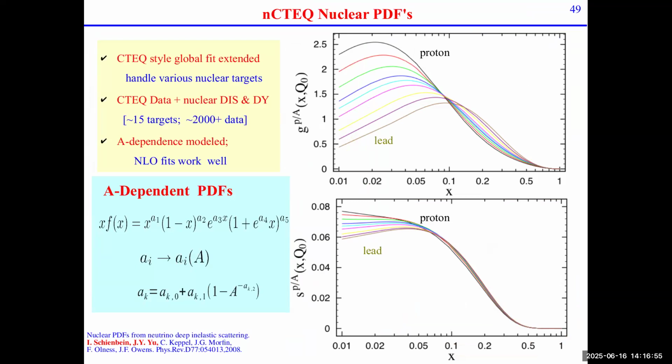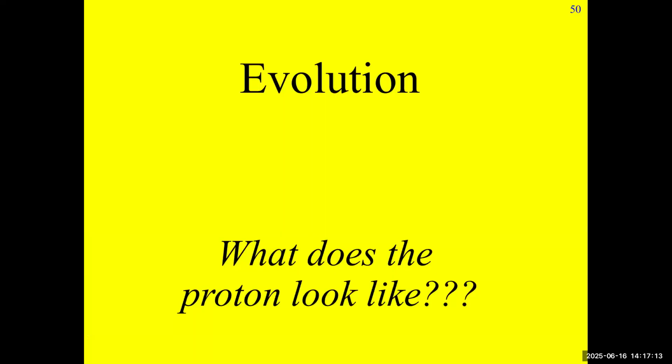But you can compute here's the proton, this is the gluon and the S quark. For the proton here in the lead, for a variety of nuclei. So you can see as you go from A equals 1 to A equals 208 how those things change. And you can get the whole range of nuclei for that.